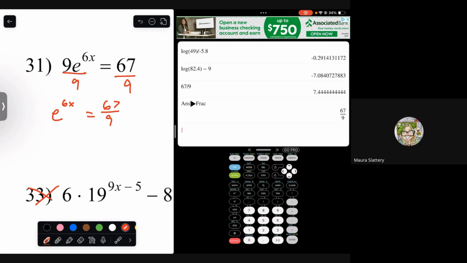Okay, so how about natural log? You guys remember that? ln of x is equal to log base e of x. Does that make sense? So we're going to take the natural log of both sides. So we get ln of e to the 6x equals ln of 67 over 9. So we just do that. If it's e, then you're supposed to use the ln. Correct.